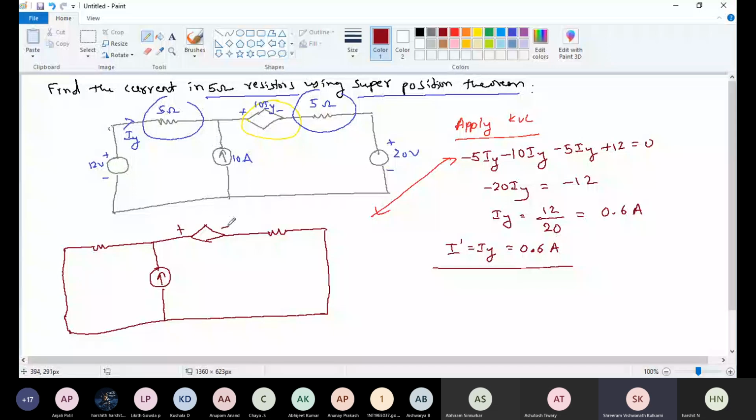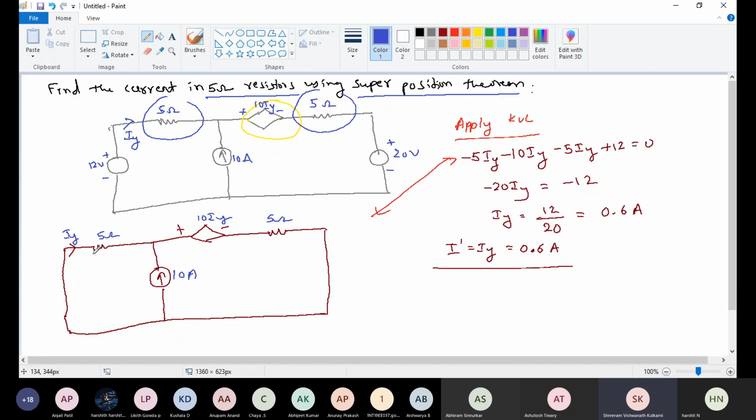This is plus minus. Now IY is flowing like this. See, IY, 5 ohm, 5 ohm, 10 IY. This is 10 ampere. If I consider 10 ampere only, I replace both the independent voltage sources with a short circuit. Fine. This is the circuit.